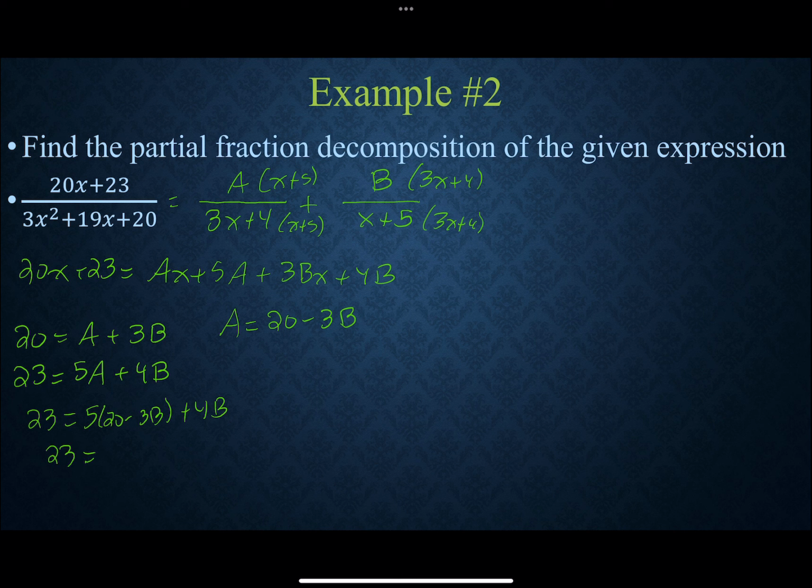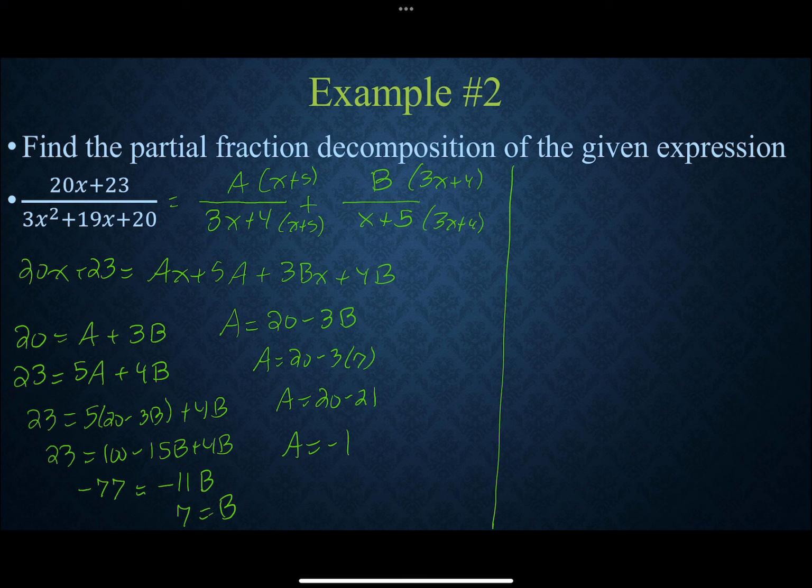We get 23 equals 100 minus 15b, which is negative 77 when I subtract it over, equals negative 11b, so b is going to be a positive 7. And then we plug it back in, so a would be 20 minus 3 times 7. 20 minus 21, a is negative 1. So my final answer is negative 1 over 3x plus 4, and then 7 over x plus 5.